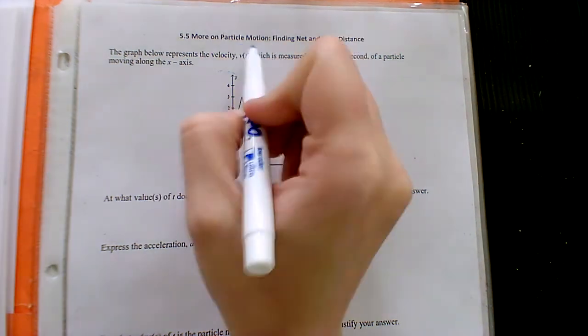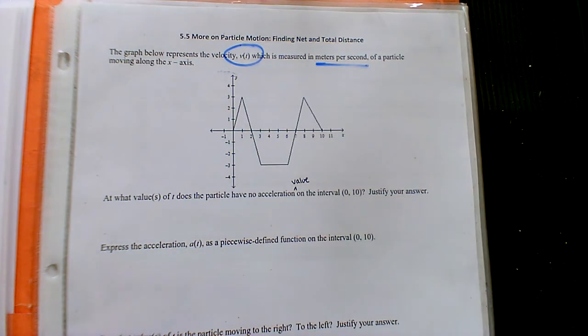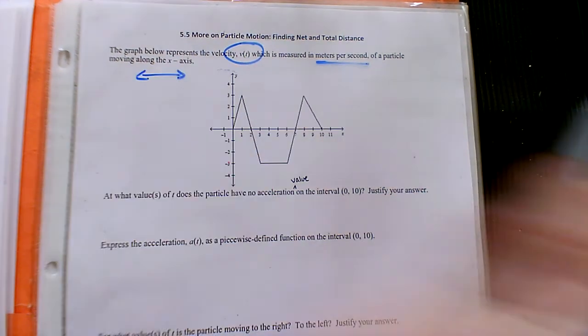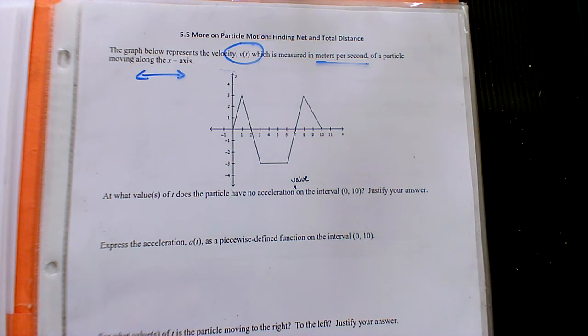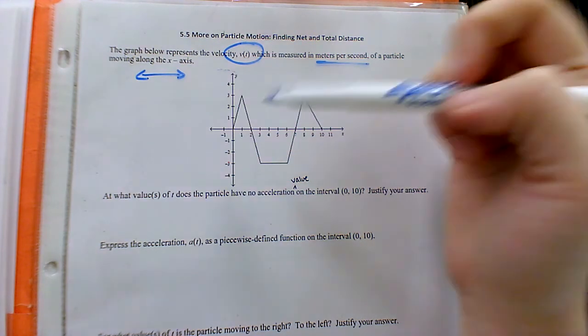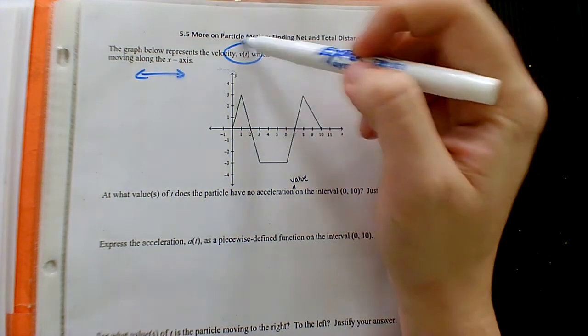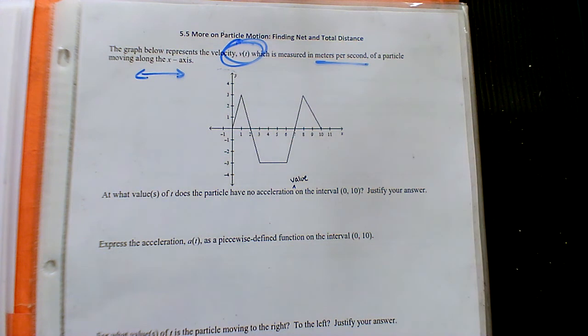So they tell us that the graph represents velocity, and our units are meters per second, and the particle is moving along the x-axis. So the particle is only moving left or right, but as time goes on, this graph is giving us different velocity values for the particle. All right, so let's check out the first one.